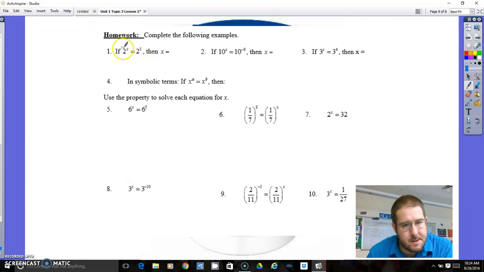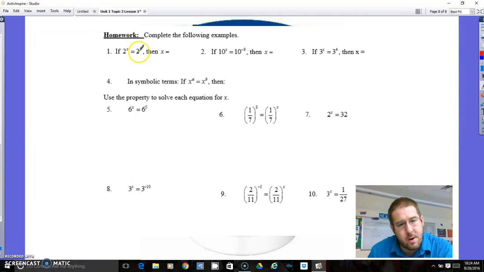The homework tonight, 2 to the x equals 2 to the 5th. Well, if we have bases that are the same, then we know the exponents must also be the same as well. You're probably not going to learn this in this lesson, but you definitely will in lesson 2 or 3. So if you have bases that are the same, then you know the exponents must also be the same. So if 2 to the x, what does x have to be? Well, it has to be 5, because this one's 2 to the 5th.